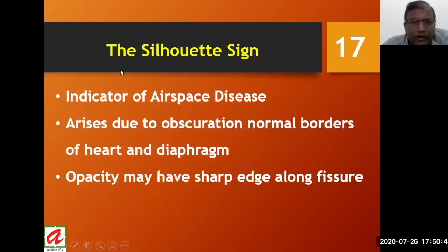Now when we read the chest radiography, we all read the silhouette sign. So let us understand what the silhouette sign is. The silhouette sign is an indicator of airspace disease, and it refers to obscuration of the normal borders of the heart and diaphragm that is seen on the chest radiograph. Whenever there is silhouetting of one border, and there is collapse, this opacity will have a sharp edge along the fissure. So this silhouette sign helps us in interpreting which lobe is involved, and whether there is consolidation or collapse, and that we will see in subsequent slides.